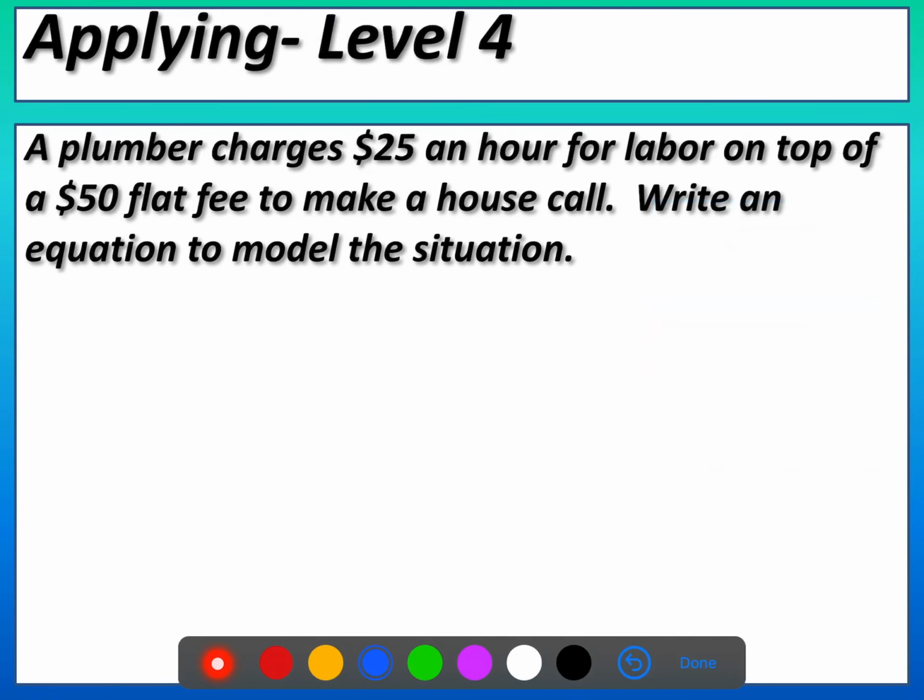Okay, the last thing that we're going to look at are word problems. So there's two different types. The first type, you are being given the slope and the y-intercept as values in the problem. Okay, the second type of problem, you are being given enough information to write two ordered pairs. So this problem reads, a plumber charges $25 an hour for labor on top of a $50 flat fee to make a house call. Write an equation to model the situation.